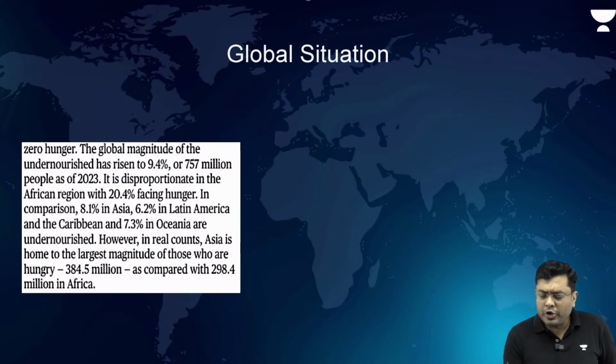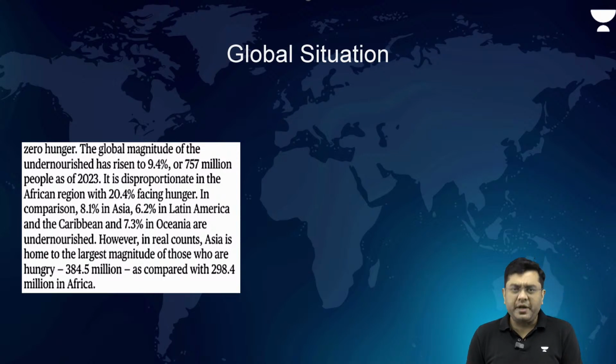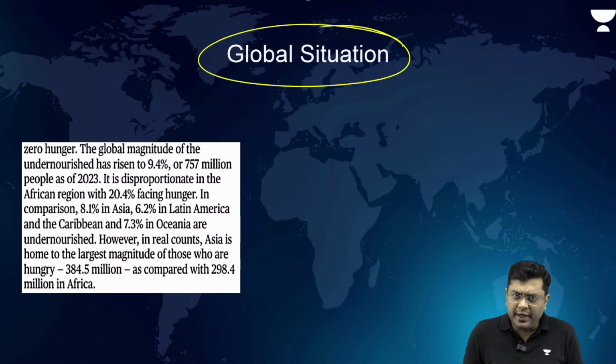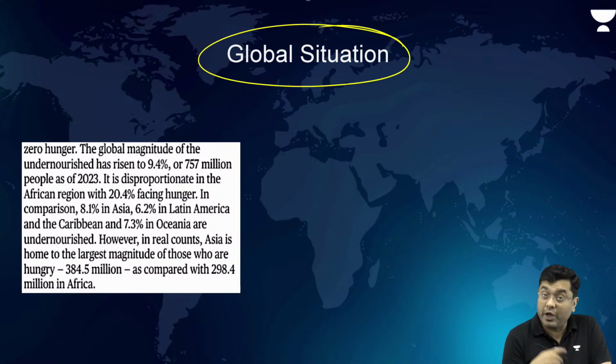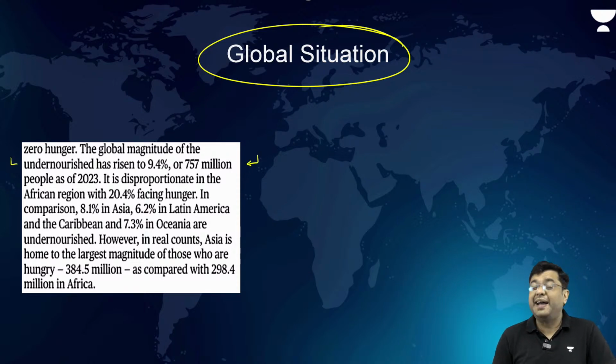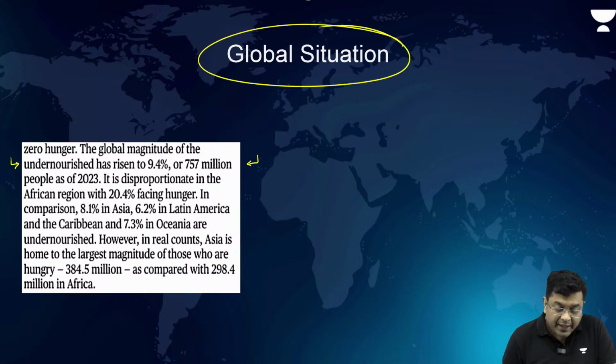Now here, when we talk about the global situation which is prevalent with regards to availability of food and with regards to the nutritional availability, you will observe that the data indicates that across the globe, close to around 757 million people were undernourished. That is 9.4% of the global population. That is huge. Then it is disproportionate in various parts of the world.